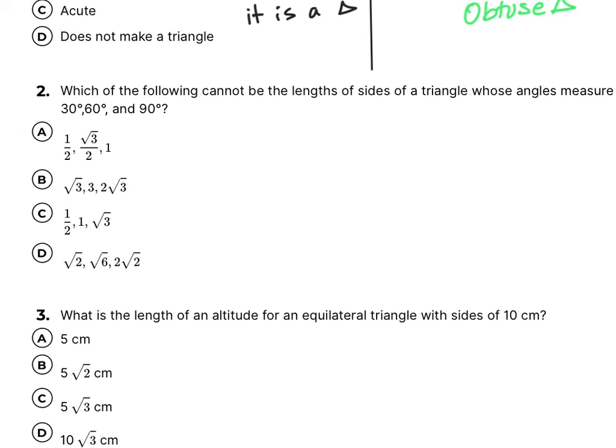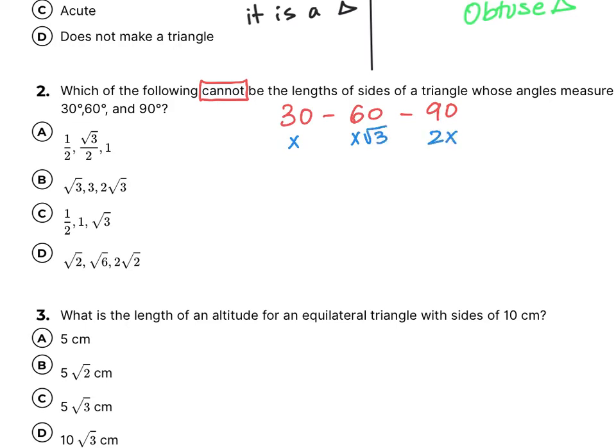They're asking which one of those cannot be the length of sides in a 30, 60, 90 degree triangle. So before I make the decision, I need to remember the pattern for the 30, 60, 90 degree triangle. So remember, cannot means it will not follow this pattern. So the pattern is x, x root 3, and 2x.